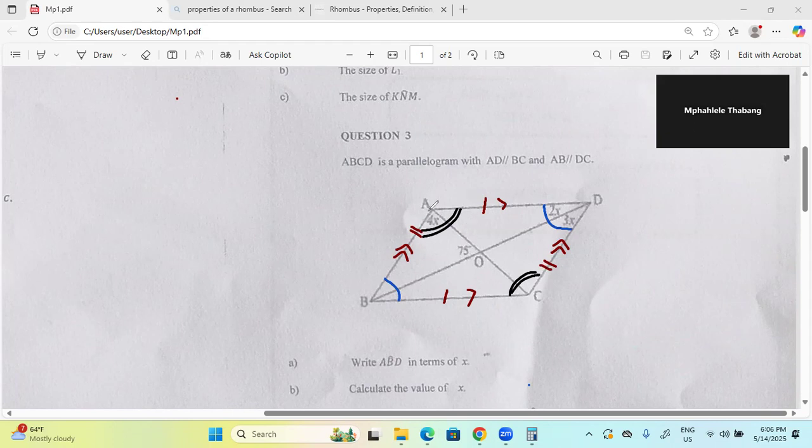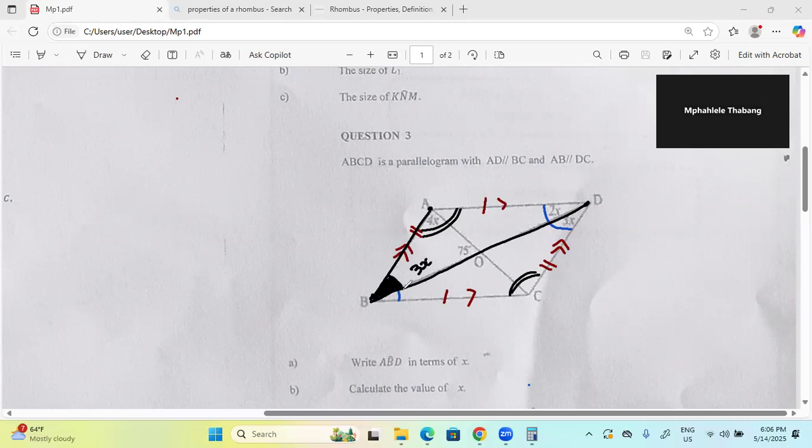ABD. A, B, D. So they're looking for angle B in triangle ABD. So they are looking for this angle here. I'm highlighting the angle with a black color. Yes, this B in triangle ABD. And guess what? This angle B is 3x.